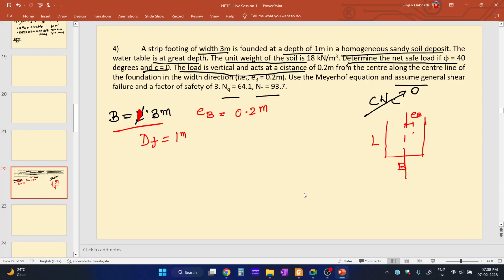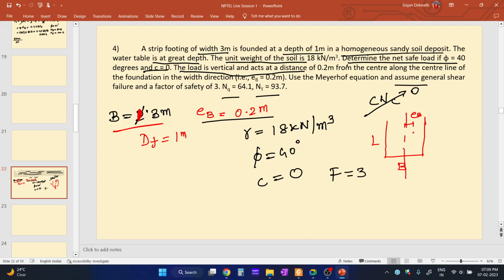And the depth of the foundation is 1 meter and the water table is at a great depth, so there will be no influence of water table. The unit weight of soil, that is gamma, is 18 kilonewton per meter cube. Determine the net safe load if phi equal to 40 degrees and C is equal to 0. The load is vertical and acts at a distance of 0.2 meter from the center line of the foundation. So EB is 0.2 meter. Use Meyerhof equation and assume general shear failure and a factor of safety of 3.